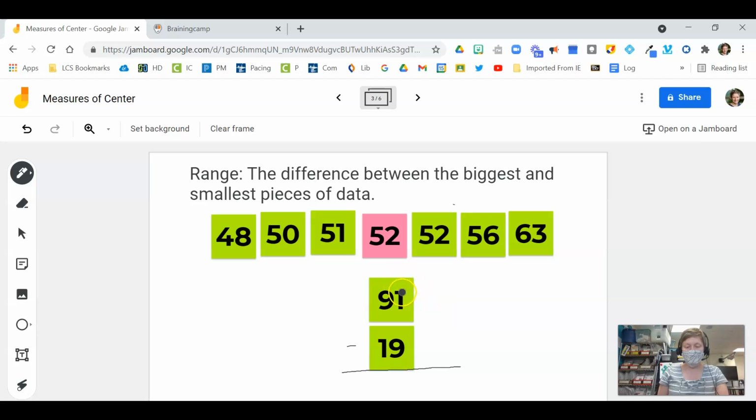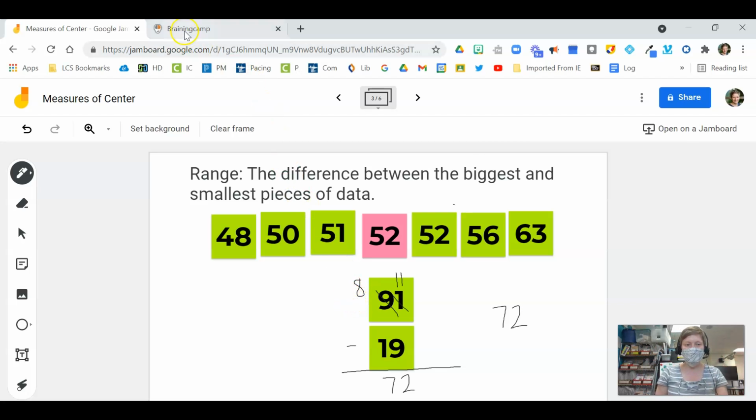Thinking about 1 minus 9, I don't have enough to take away 9, so I'm going to regroup from the tens place, and this will become an 11 because I've sent over a 10. 11 minus 9 is 2. 8 minus 1 is 7. So the range of this data is 72, and that tells us that the smallest piece of data and the biggest piece of data are spread out 72 steps apart.